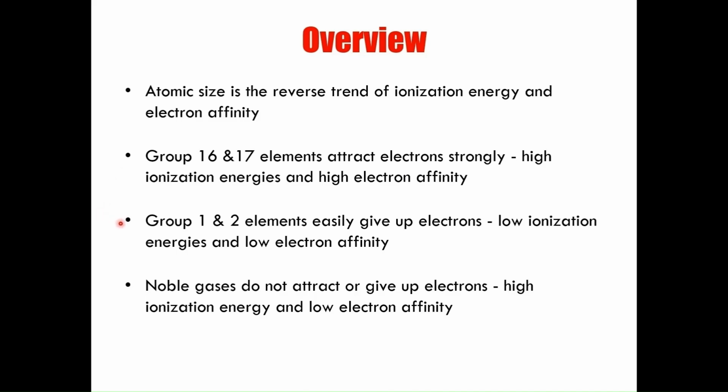Group 1 and 2 elements give electrons up easily, and so because of this, they have low ionization energies and low electron affinities. They're trying to get rid of electrons to reach a level of stability. And of course, noble gases do not attract electrons, so that gives them very high ionization energies and very low electron affinities. They've already reached a level of stability.